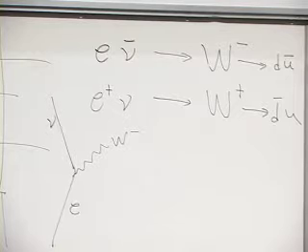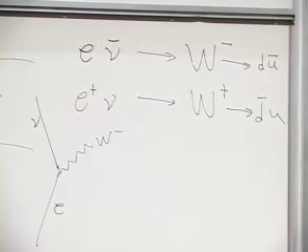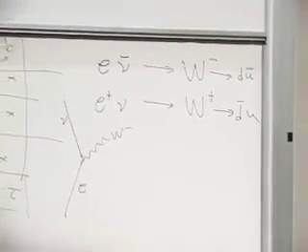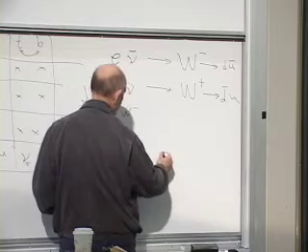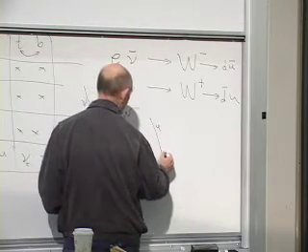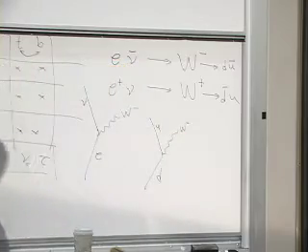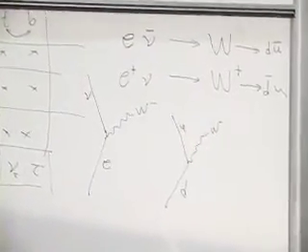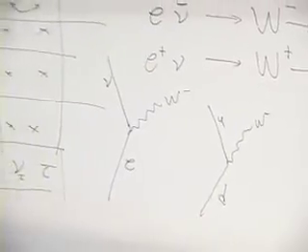But that's not all you can do with the W minus. You can also have a down quark go to an up quark with a W minus. That also works. And in fact, the W minus is an object which can be emitted in a transition from, let's see, the right column to the left column.